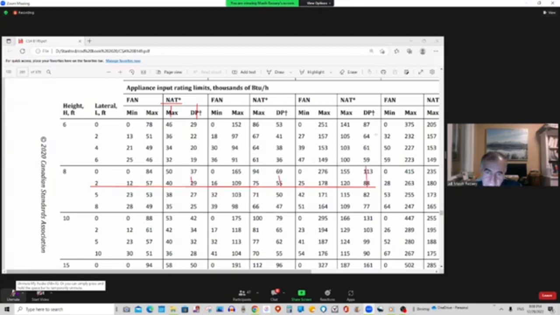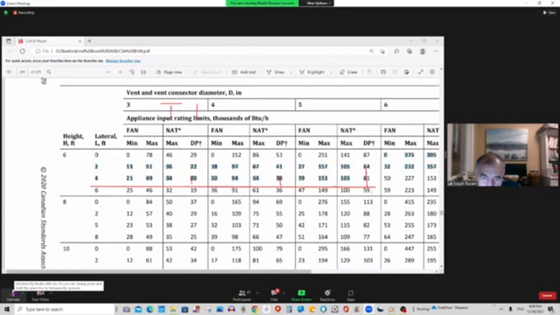Now I go up. I go up. And here, 88. Here it was height 8 and lateral 2, right, sir? 8 and 2, 88. I'm going up. I see 5 inch. So the diameter is 5 inch.